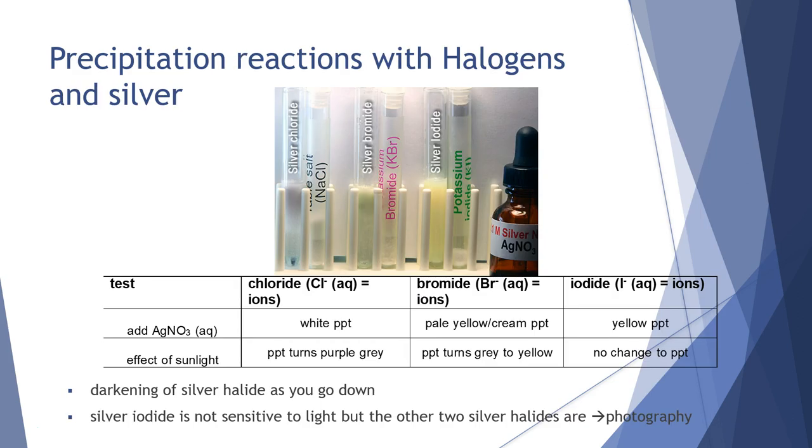All of the halogens will react with silver nitrate to form precipitates because they are insoluble. Okay, so silver chloride, silver bromide, and silver iodide. We can see an increase in the darkening of the color as we move down from white to a creamy pale yellow into yellow. And this has to do with the strength of those bonds. And remember the excitation of light in these compounds.